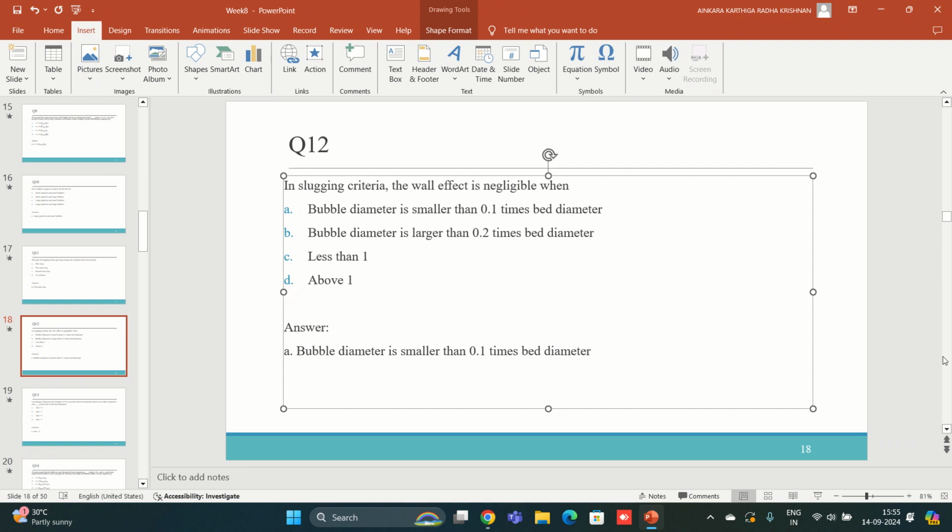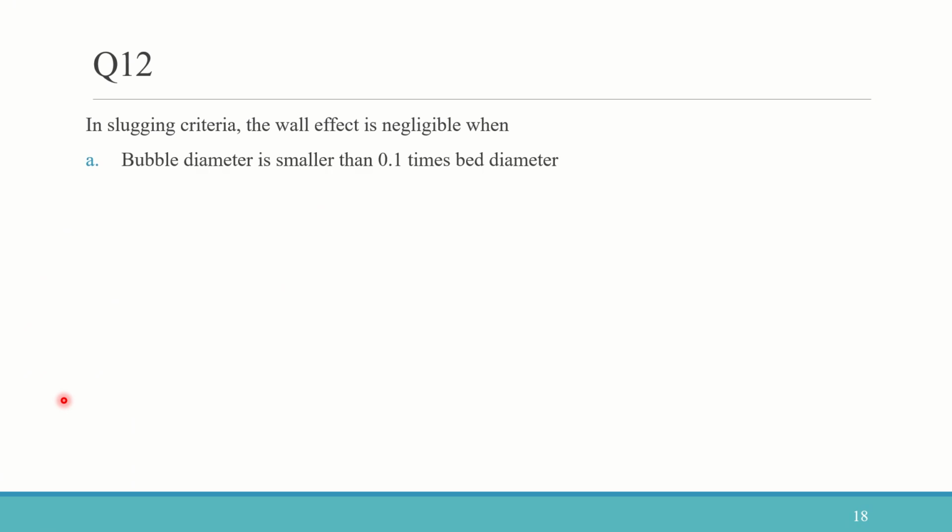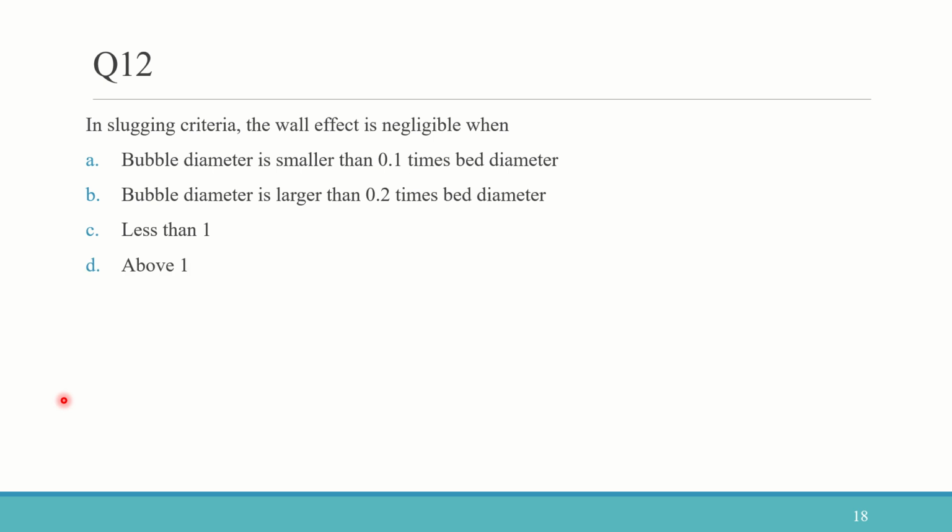So coming back to the question. In slugging criteria, the wall effect is negligible when dash. Option A, bubble diameter is smaller than 0.1 times bed diameter. Option B, bubble diameter is larger than 0.2 times bed diameter. Option C, less than 1. Option D, above 1. So the wall effect is negligible when bubble diameter is smaller than 0.1 times bed diameter. This is the right answer.